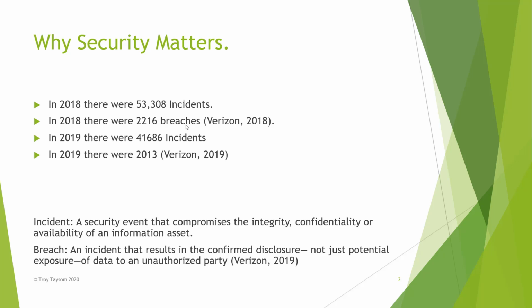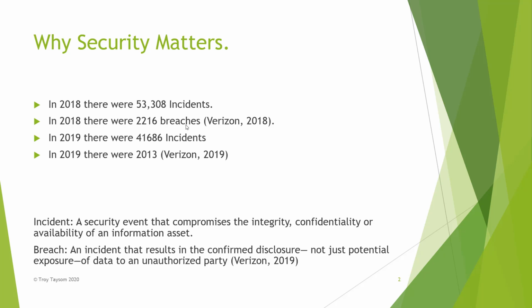I put some definitions down here for you so you can see. An incident, for these purposes, we're defining as a security event that compromises the integrity, confidentiality, or availability of an information asset. And a breach is an incident that results in the confirmed disclosure, not just potential exposure, of data to an unauthorized party. So an incident doesn't necessarily mean that data was compromised. They may have attempted it, and your system may have shut them down. And that's good. That's what it's meant to do.